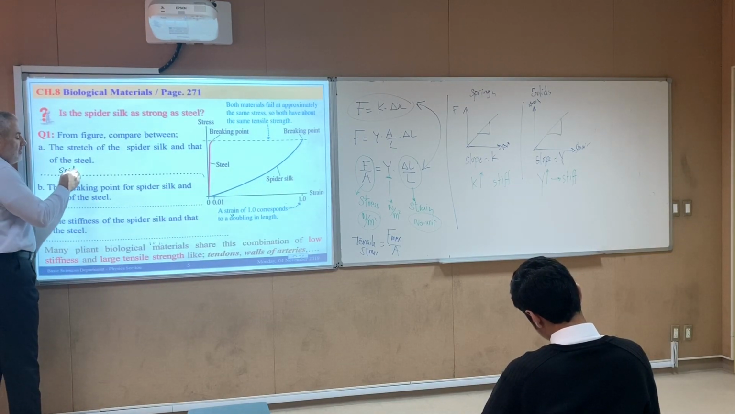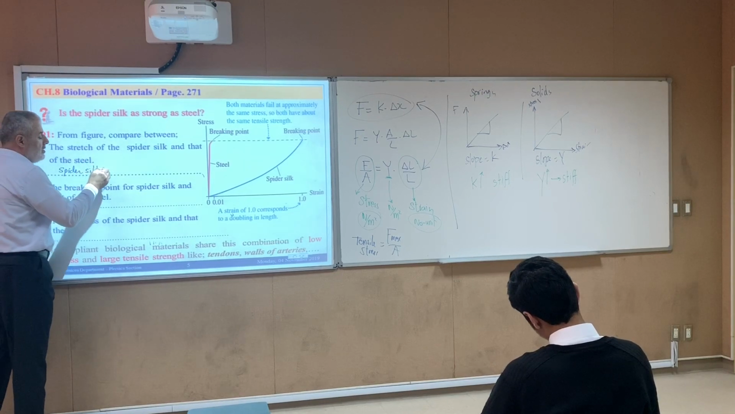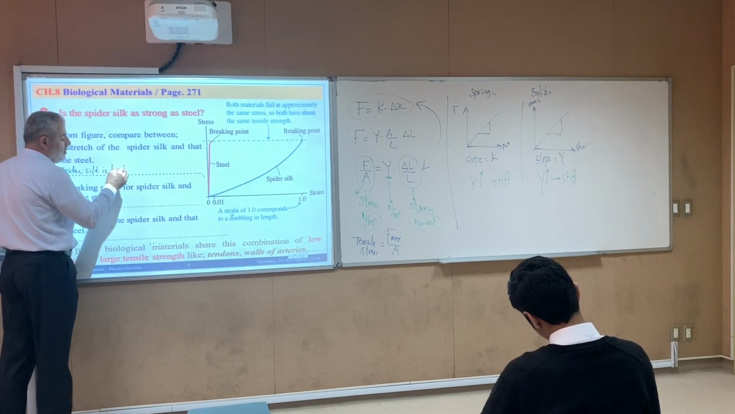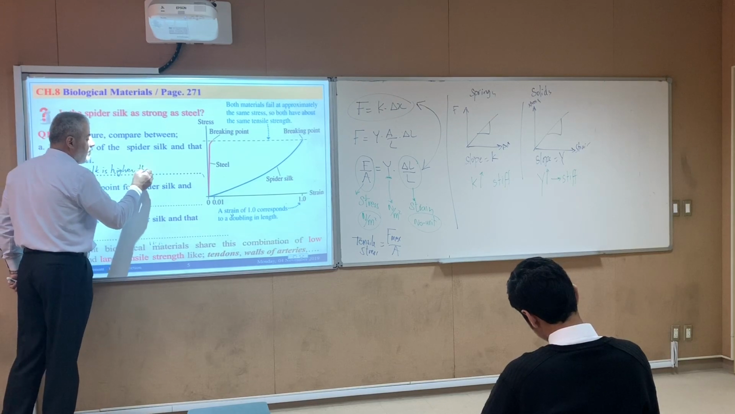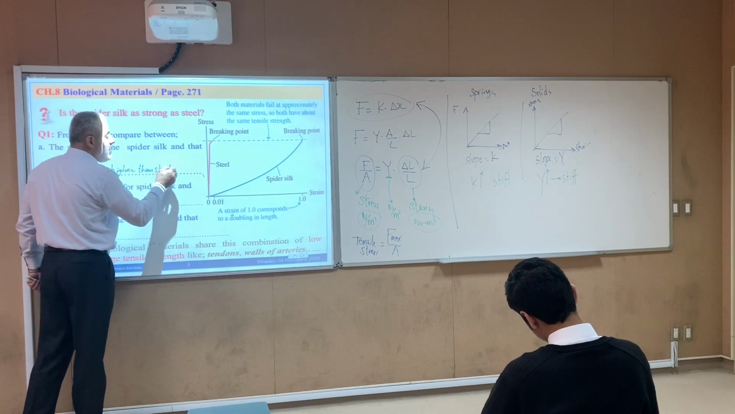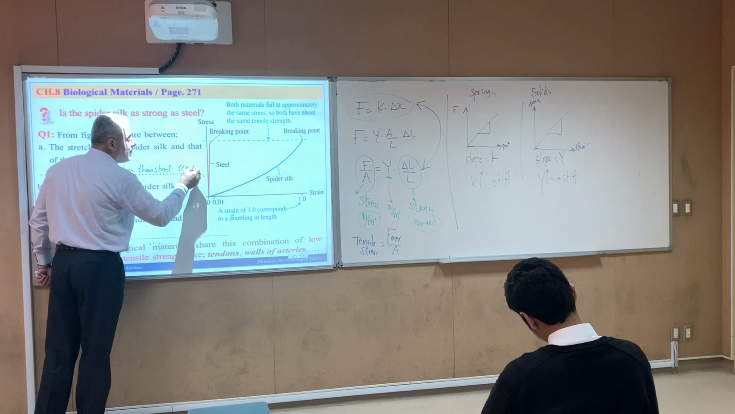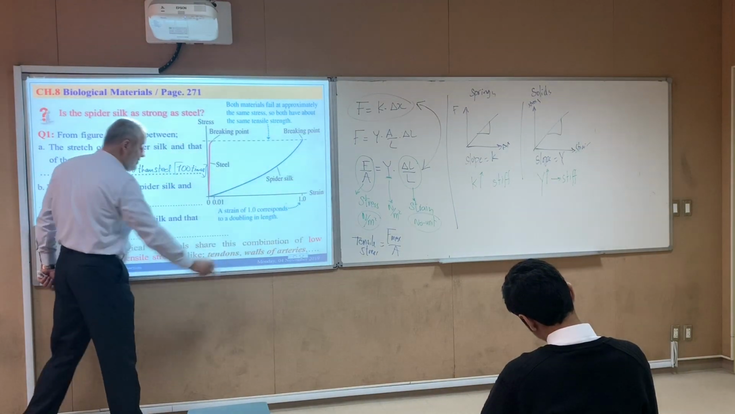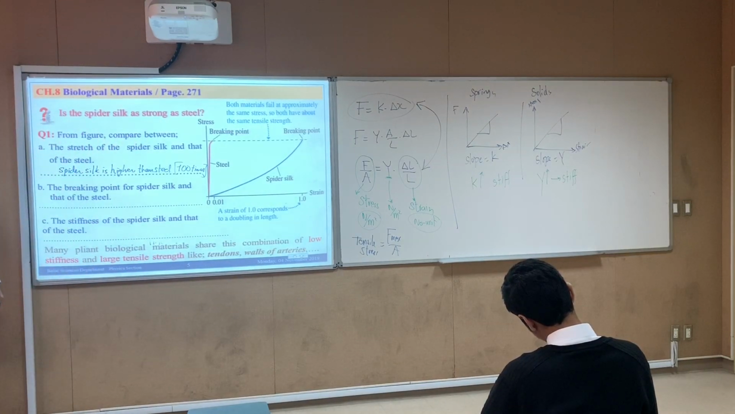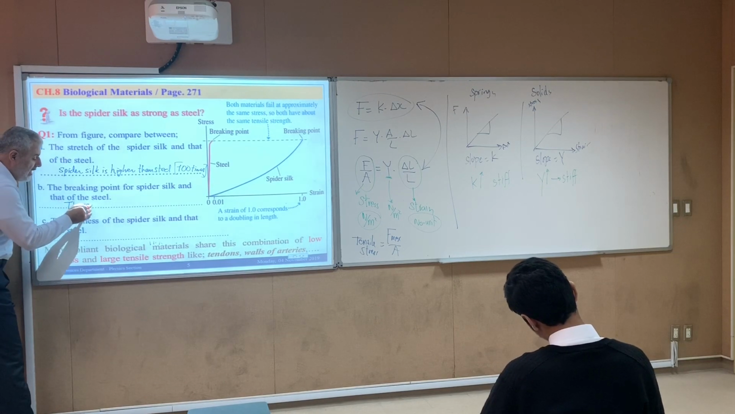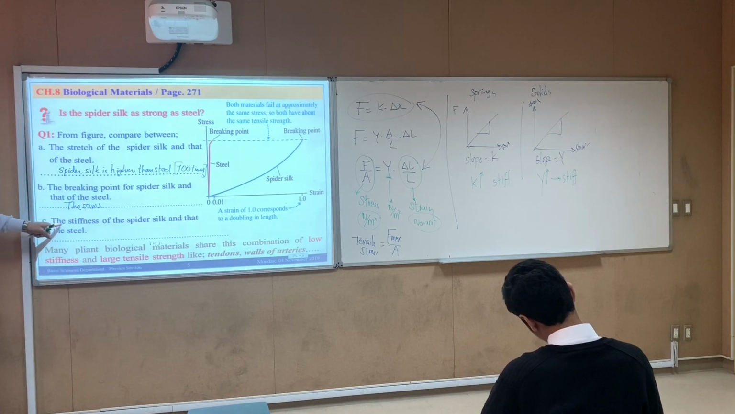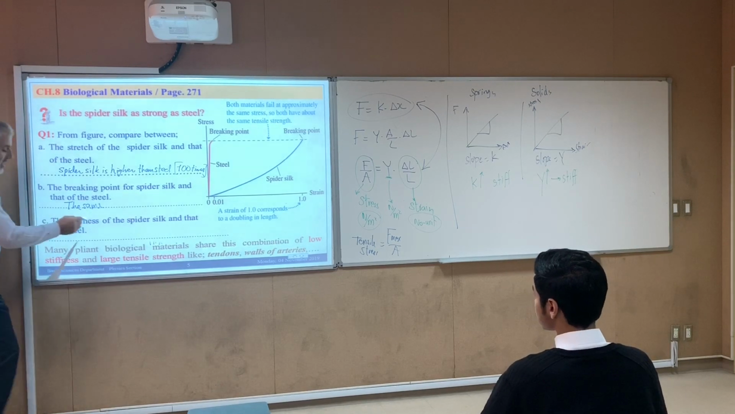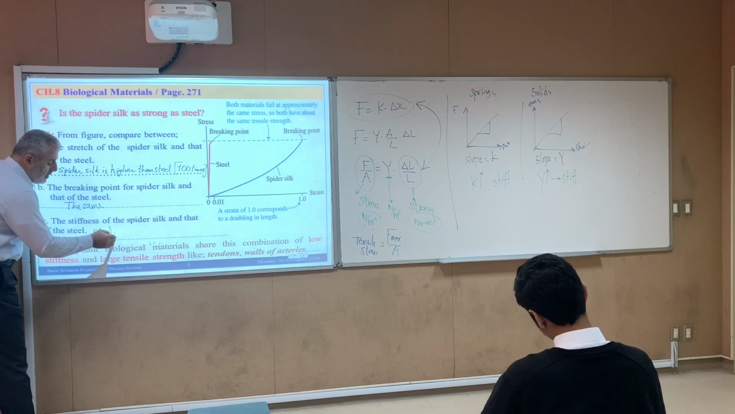Spider silk, of course, is higher than steel, okay? Higher by how many, 100 times? How do you know? You divide this by this one. It's 100. Okay, the breaking point is the same, right? It is the same, right? Now the last one, the stiffness of the spider silk and that of the steel. Which one is stiffer? Steel. Yes, steel is stiffer.